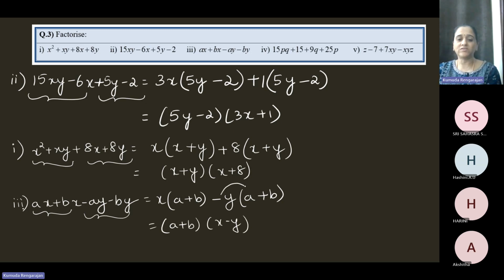See here, what is minus y into a? Minus ay. Then minus y into plus b: minus into plus is minus, b into y, by. Okay, continue.